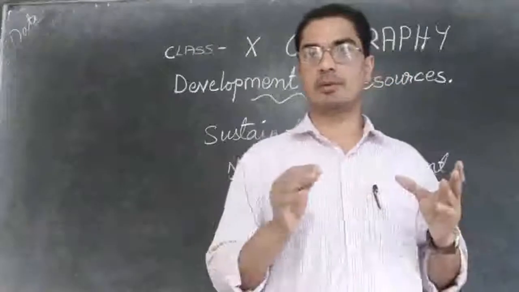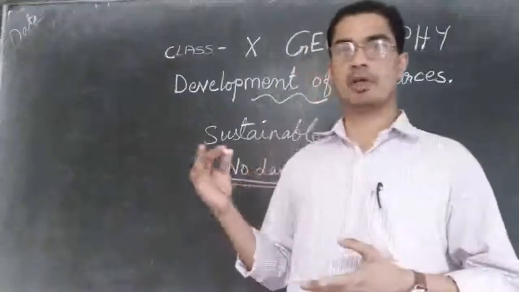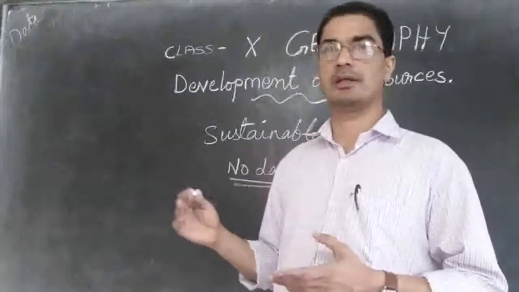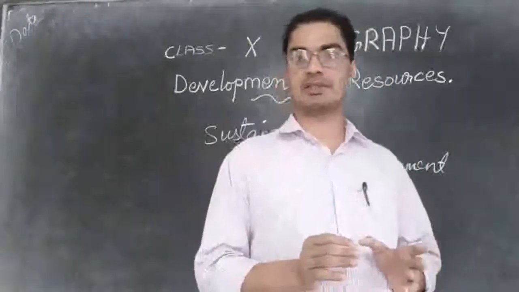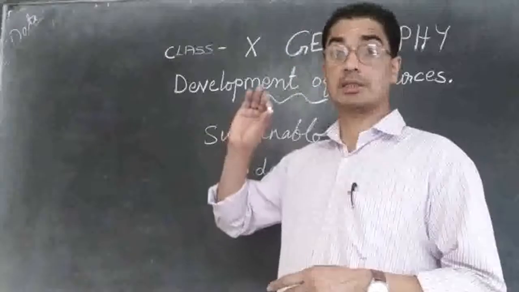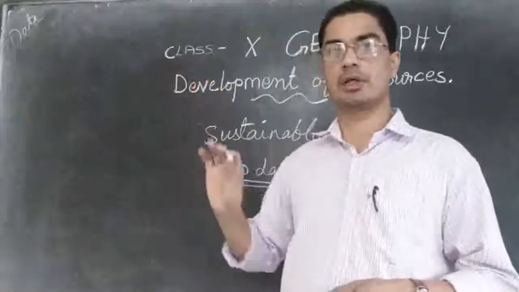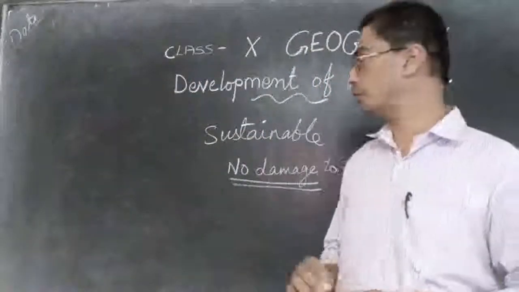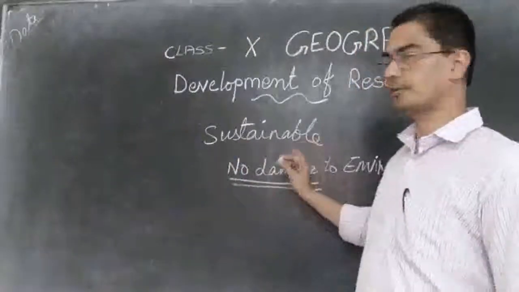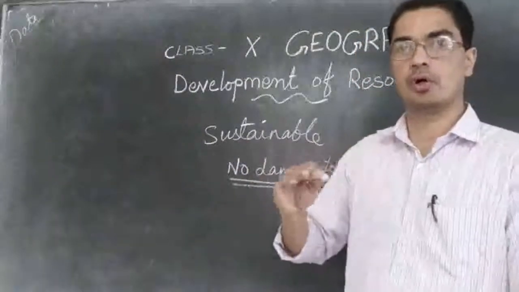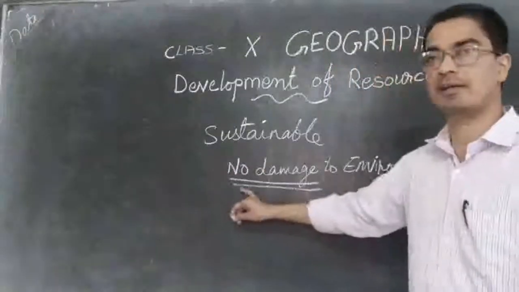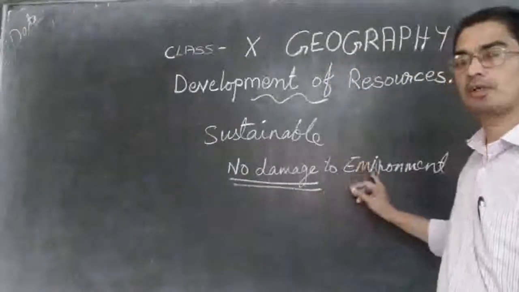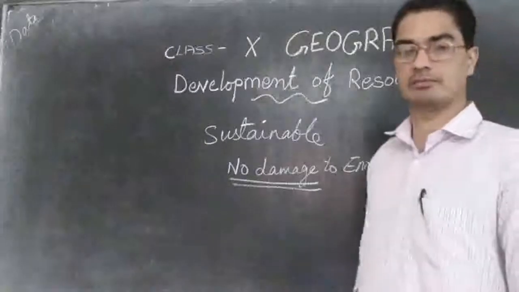So if I think only about the present and forget about the future generation, then that is wrong. If I forget about the present generation and keep concern only about the future generation, that is also wrong. Therefore, sustainable development means the development should go on continuously. At the same time, we should keep in mind that the environment should not have any damage.